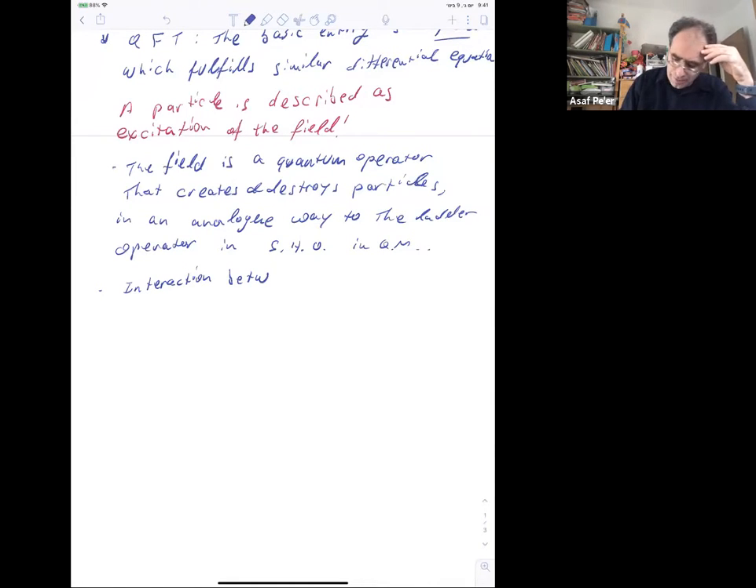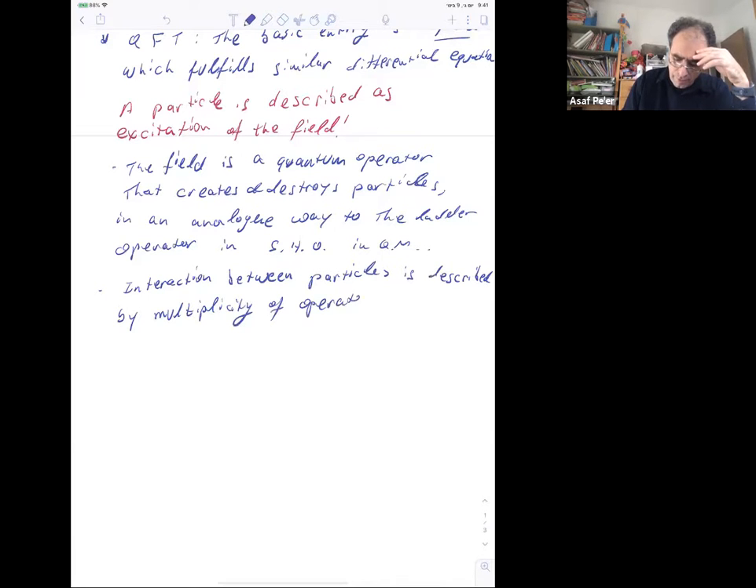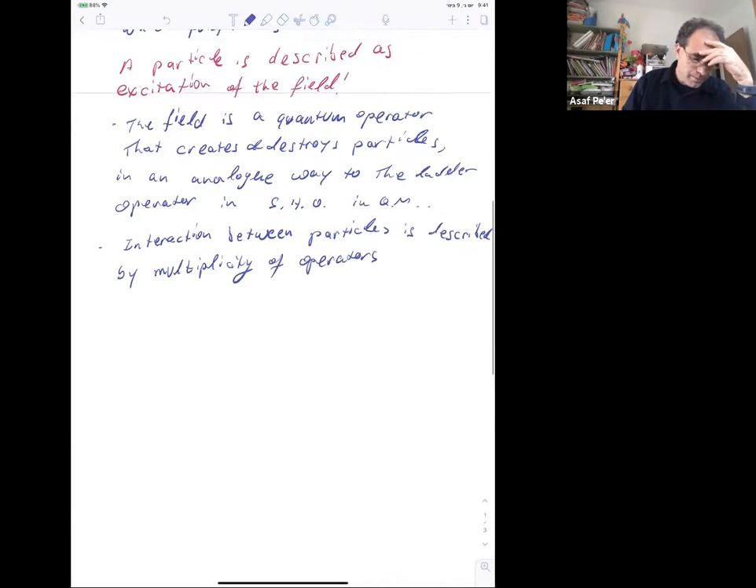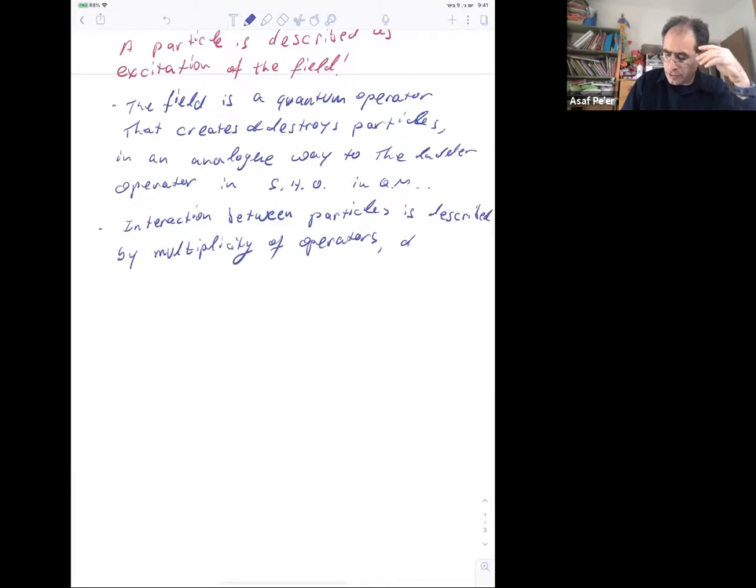Interaction between particles is described by a multiplicity of operators, destroying some particles while creating others.